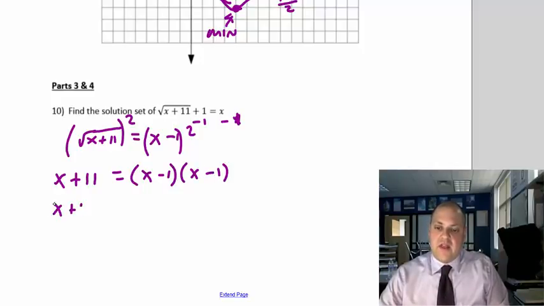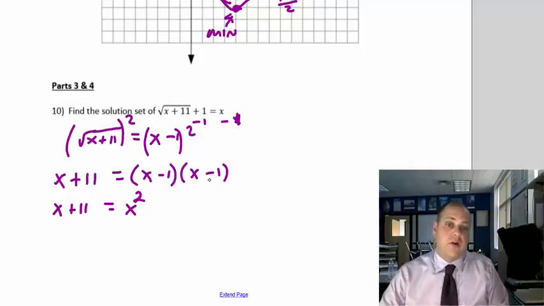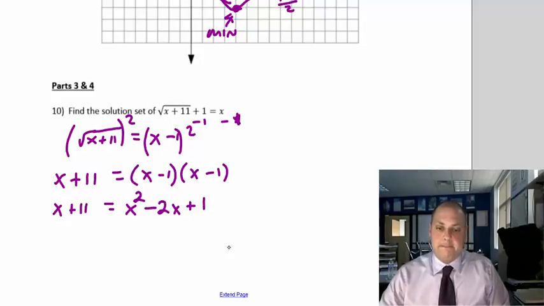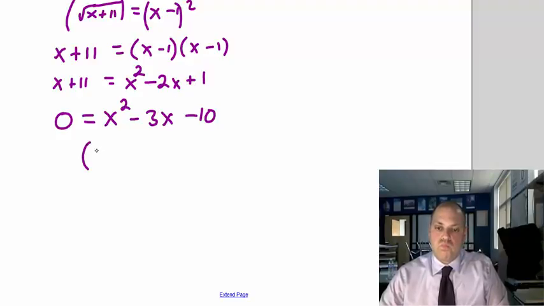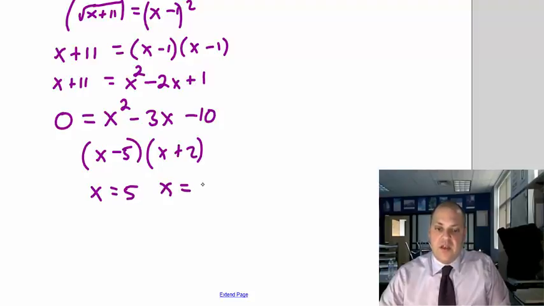So that's going to be x plus 11 equals x squared minus 2x plus 1. You could do a table here, tabular, whatever you prefer. So get it equal to 0. It's going to be 0 equals x squared minus 3x minus 10 when you bring those to the other side. Factor. X equals 5. X equals negative 2.